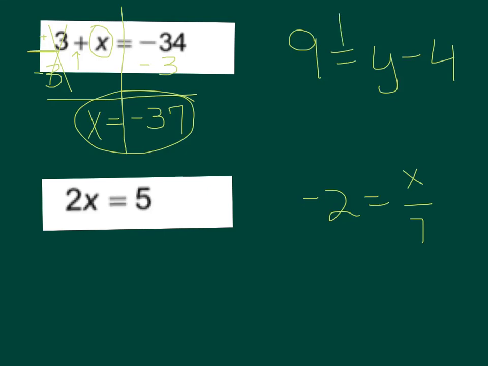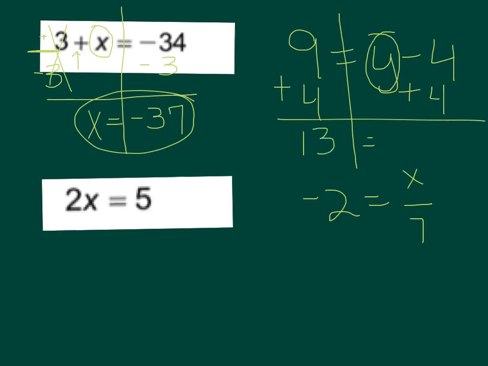Next one. Separate my equal sign. We want to isolate the y, so I can get rid of the minus 4. And how you get rid of a minus 4 is do the opposite, which is add 4. What you do to one side, you have to do to the other. 9 plus 4 is 13. Those cancel, and I'm left with y equals 13. Remember, I know some of these you can do in your head, but please show your steps.